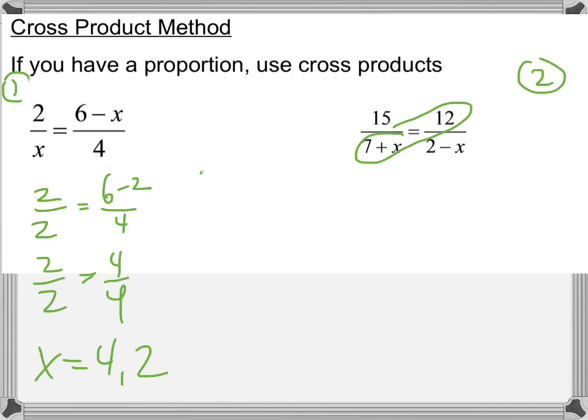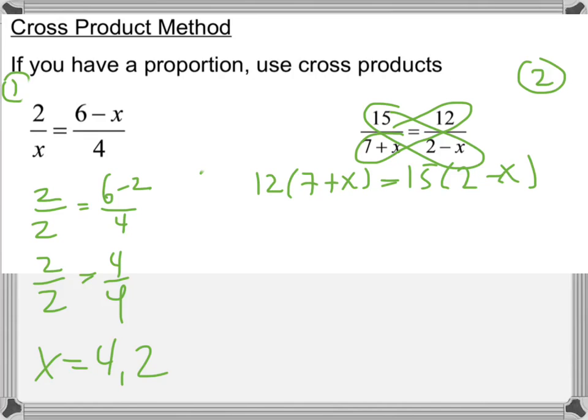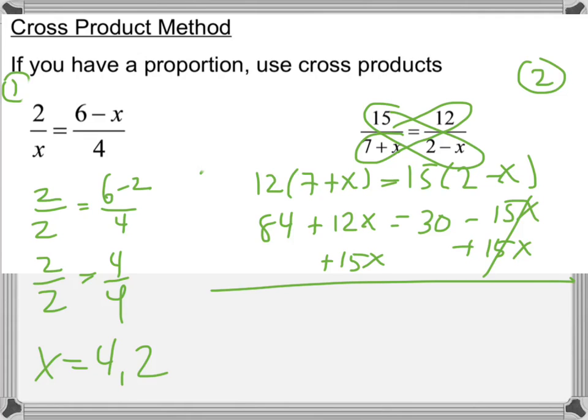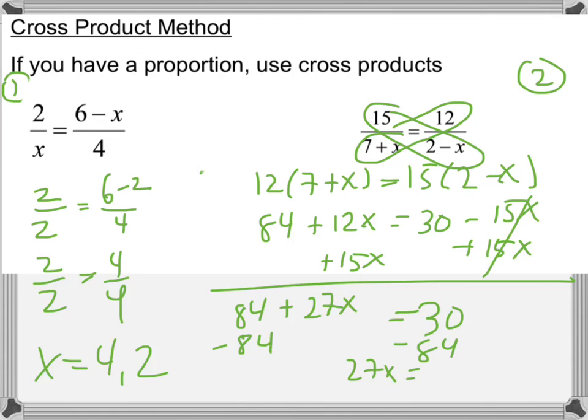Let's use the cross product idea again here. We have 12 times 7 plus x. That's equal to 15 times 2 minus x. So we have 84 plus 12x is equal to 30 minus 15x. Then I want to add 15x to both sides. Okay, so I have 30 is equal to 84 plus 27x. Subtract 84 from both sides. So I have 27x is equal to negative 54. And if I divide each side by 27, I'd have x is equal to negative 2.